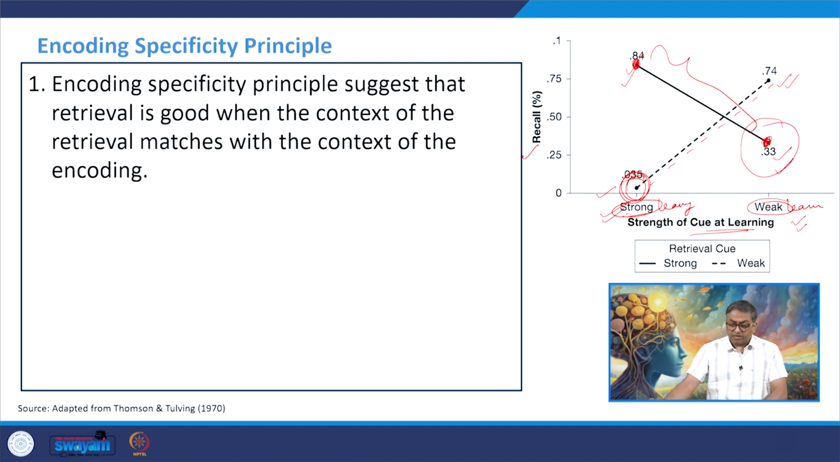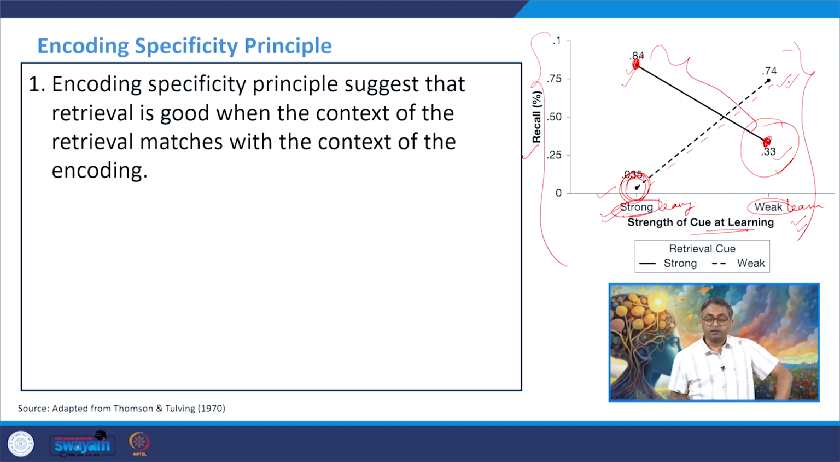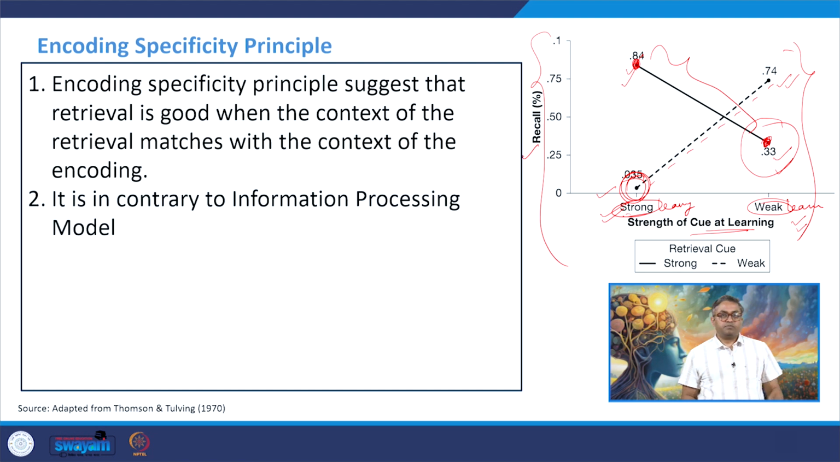Now the curve diagram that you are seeing here depends on the task itself, the word list, the list items, how many items are there on the list, what the association is between the two items, and whether the cue is related or unrelated. All these things play a major role.